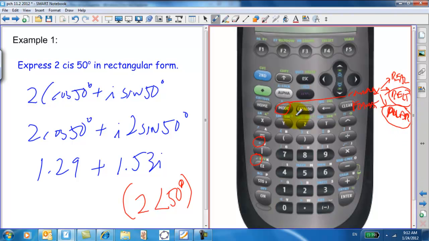There's also, in the catalog, under P's, a convert to polar key, and also a convert to rectangular key under R's. So that's another way you can deal with these.